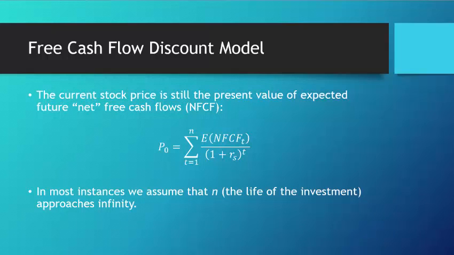In most instances, we're going to assume that n, the life of the investment, that's the small n as opposed to the big N. Yeah, I'm throwing in extra things just to confuse you. No. So the small n at the top of the summation is the life of the investment, which we're going to assume approaches infinity.